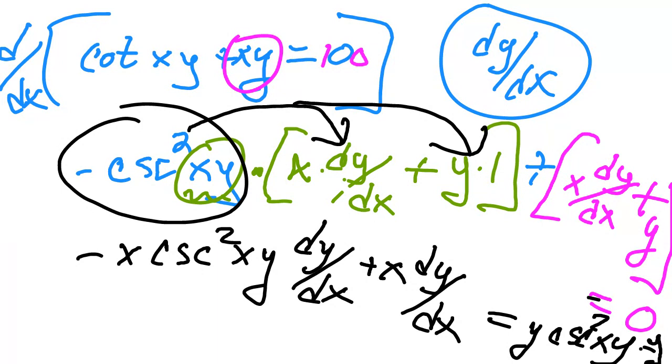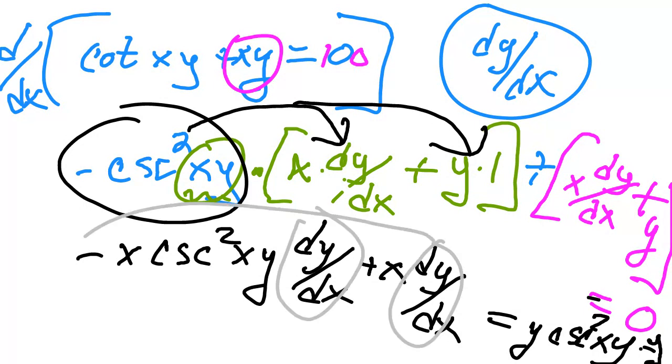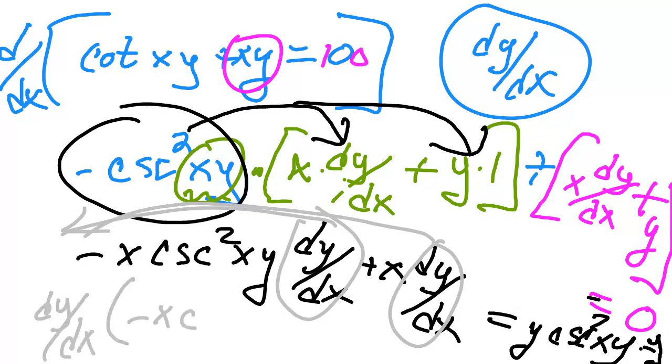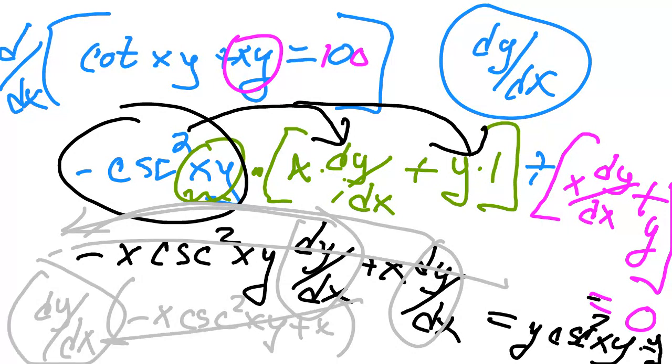And then when I multiplied this out, the second term did not have a dy dx. So I want to get everything that doesn't have a dy dx on the right side, and keep everything with the dy dx on the left side. And the reason I do that is because, with a color I haven't used, gray, I can factor out a dy dx from both terms, and then what's left is minus x cosecant squared xy plus x, right? And then to solve for dy dx, I can divide both sides by that.